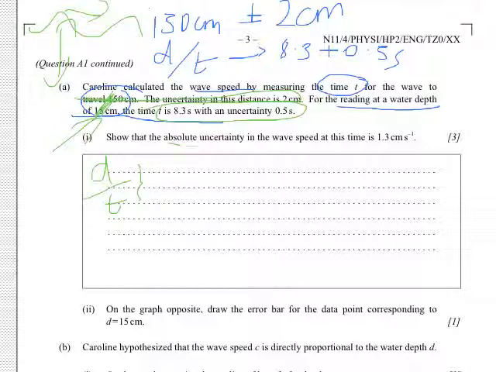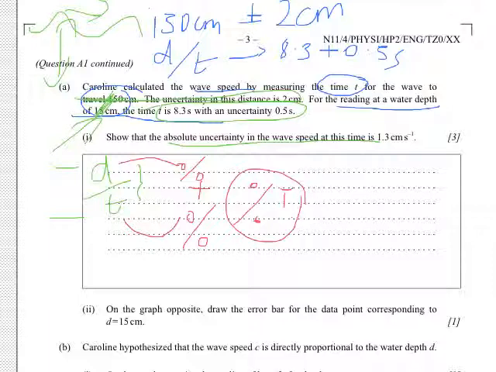We need to work out the absolute uncertainty of the wave speed. We're calculating distance divided by time, so you must find the percentage uncertainty of distance, the percentage uncertainty of time, and add those up to give you the total percentage uncertainty. When you have the total, you work out that percentage of the actual value to give you the absolute. Does that make sense? I'll go through it with you.